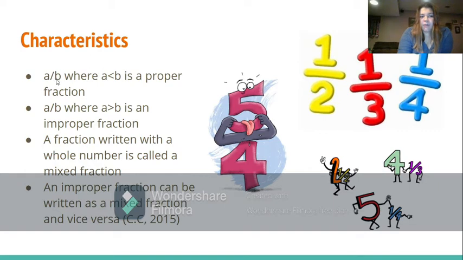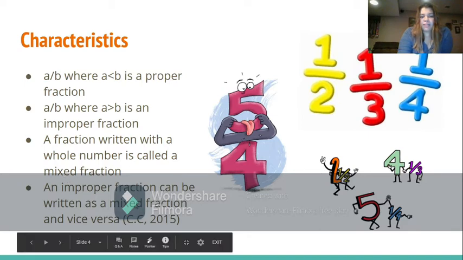Characteristics. A over B, where A is less than B, is a proper fraction, like 1 over 2, 1 over 3, 1 over 4. A over B, where A is greater than B, is an improper fraction, like 5 over 4. A fraction written with a whole number is called a mixed fraction. An improper fraction can be written as a mixed fraction and vice versa.